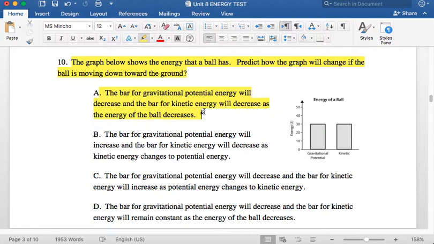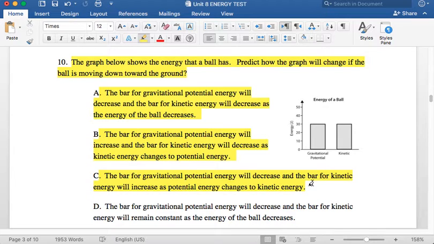A. The bar for gravitational potential energy will decrease and the bar for kinetic energy will decrease as the energy of the ball decreases. So saying both of these will decrease. B. The bar for gravitational potential energy will increase and the bar for kinetic energy will decrease as kinetic energy changes to potential energy. So B is saying this would go up and kinetic would go down.